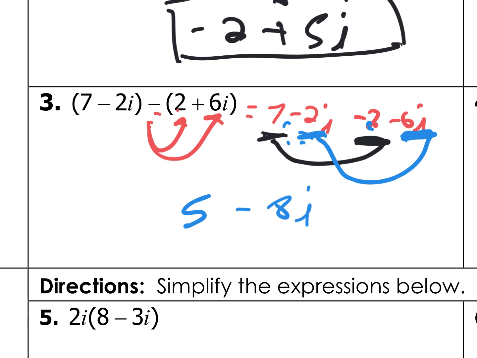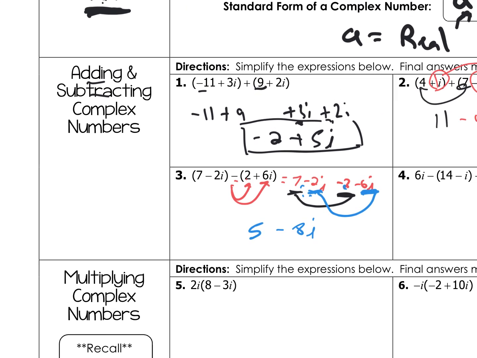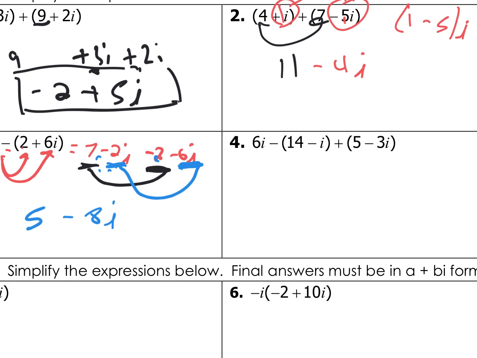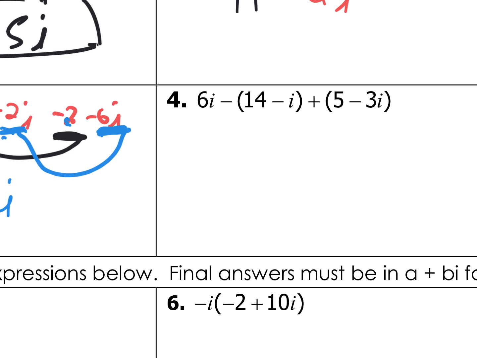I know I said today I'm not going to do all the examples, but they only gave me 4 for adding and subtracting, so I kind of have to do them all. Look at number 4. I have the same situation happening. This time I have 3 different complex numbers, but the first one isn't really complex. It's just imaginary, pure imaginary. There's no number added to the 6i. So it's kind of like 0 plus 6i.